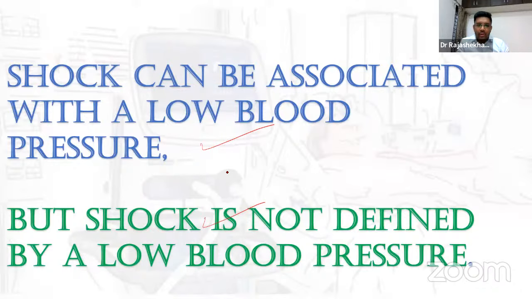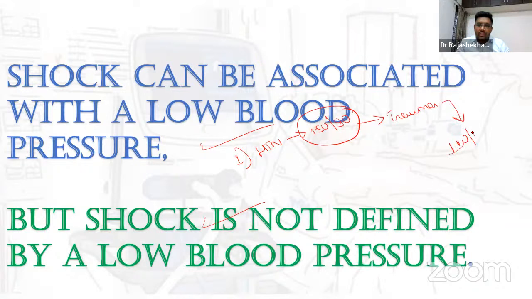I will give you a simple example here. For example, a patient who is hypertensive, his baseline BP is 150 by 90. He has a history of trauma. He bleeds suddenly. When he comes to you, he may have a blood pressure of 110 by 60. So even though the patient is not hypotensive, the drop in the blood pressure is almost 40. So even at this level of blood pressure, the patient can be in shock.